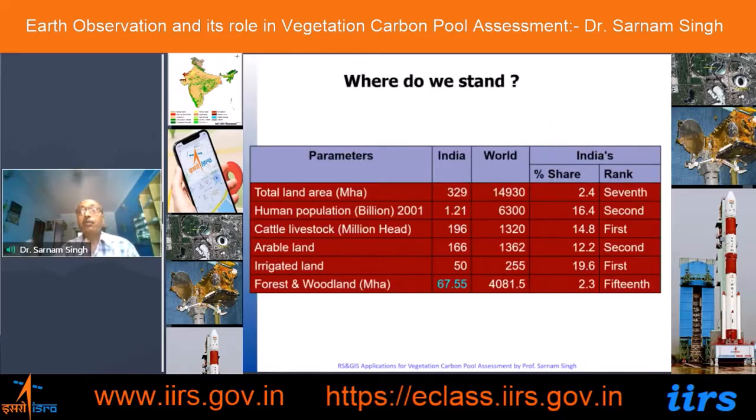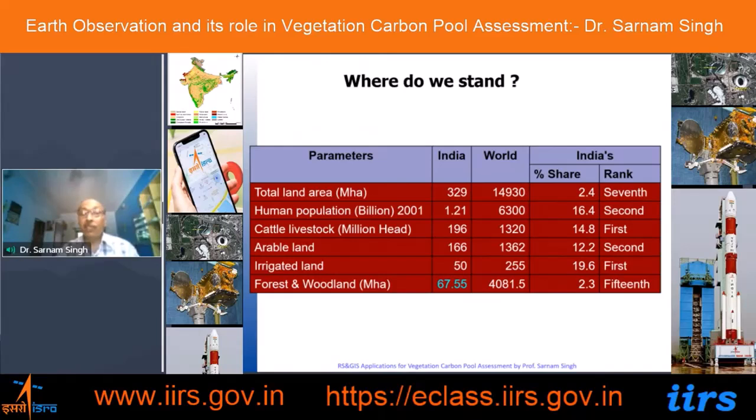So let us see where we are in India. Total land area, we have around 2.4% of the share. So we are 7th in rank area-wise. Population-wise, we are second. Cattle livestock, I think maybe first or second. I was listening to some news, they said we are second. Maybe my slide may be old, but I think maybe first or second. Arable land, we are second. Irrigated land, such a fantastic irrigation system we have, that we are actually the first.